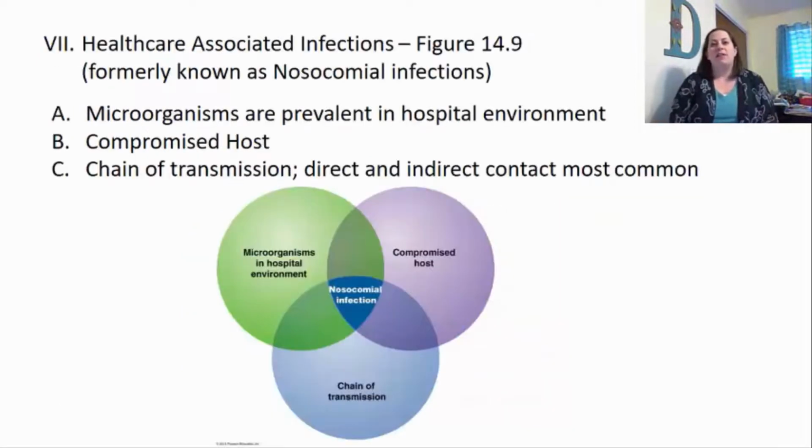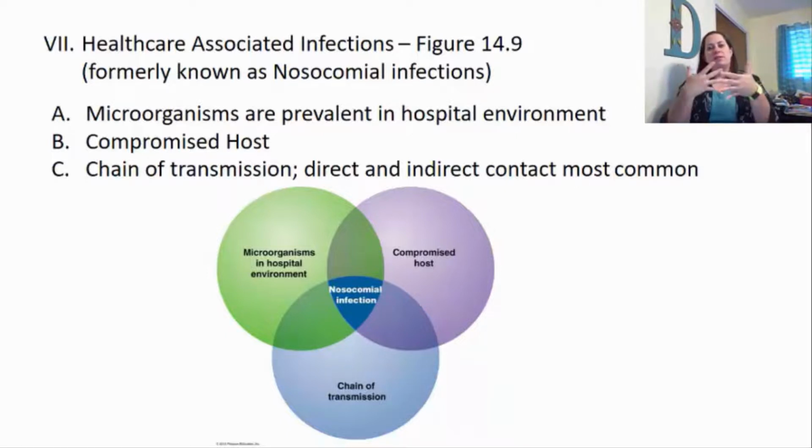Now, there are some healthcare associated infections. When we look at these, a lot of times they can be abbreviated as HAIs. However, they were formerly known as nosocomial infections. These are microorganisms that are prevalent in hospital environments. They are going to cause issues because these people are already immunocompromised somehow. They're compromised due to having surgery, due to having other types of infections present. The chain of transmission is normally direct and indirect contact. Those are the most common.